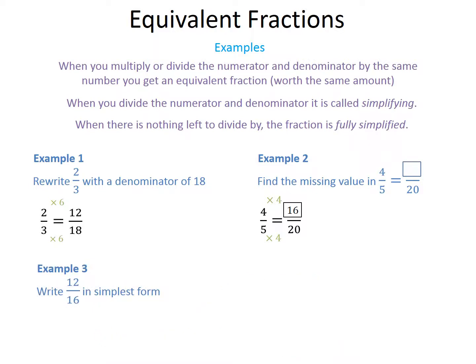In the next one, we're writing 12 over 16 in simplest form. Now this simplest form, that just means the same as make it fully simplified. And so remember, I'm looking for the highest number that goes into 12 and 16. And so I start by writing down the question, what goes into 12 and 16 without remainder?